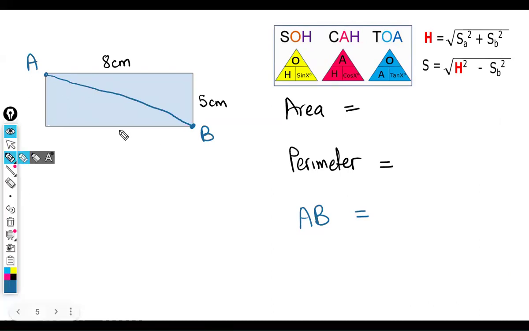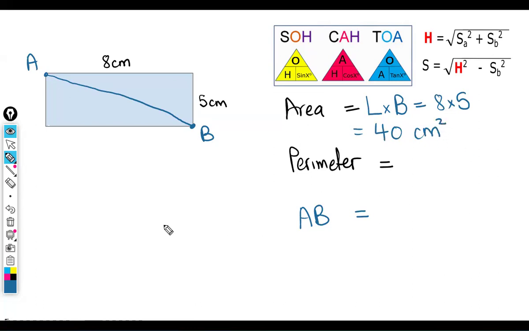The area of a rectangle is just length by breadth. Length is 8, the breadth is 5, so 8 by 5 is 40 centimeters squared. Easy stuff. The opposite sides of a rectangle have the same length. So if this side is 8, the opposite side is also 8. If this is 5, the opposite side is also 5.